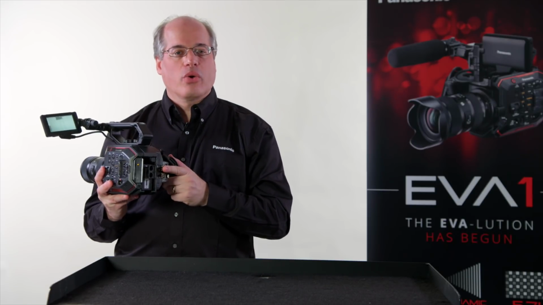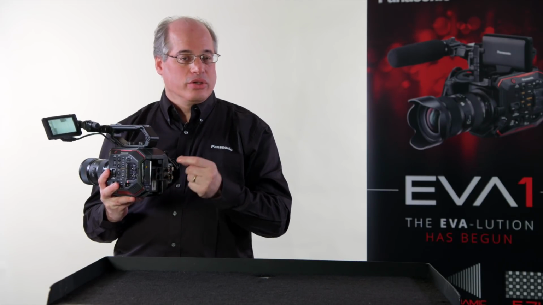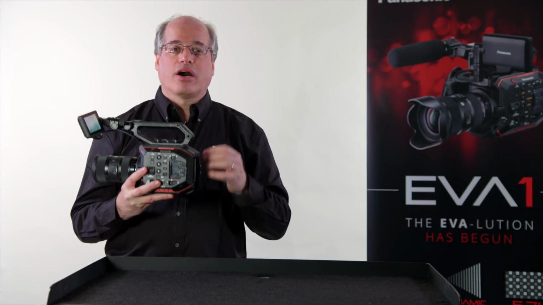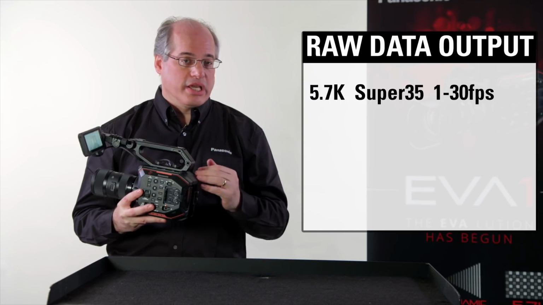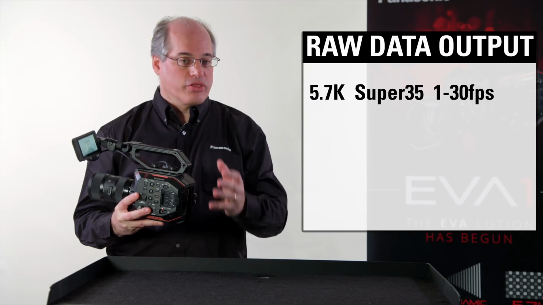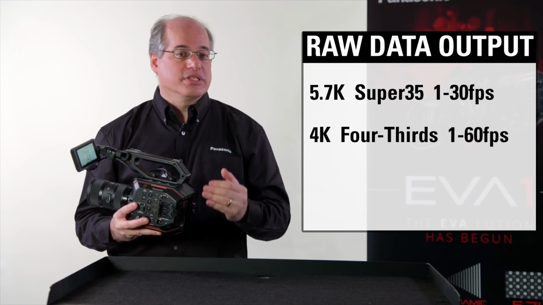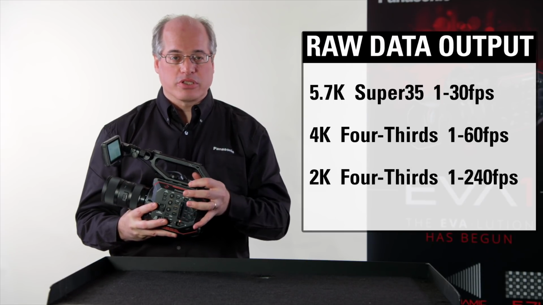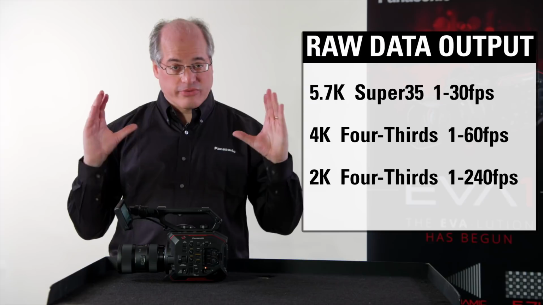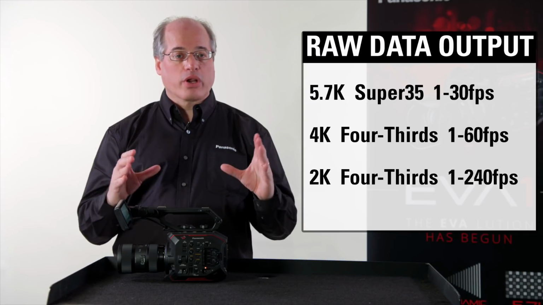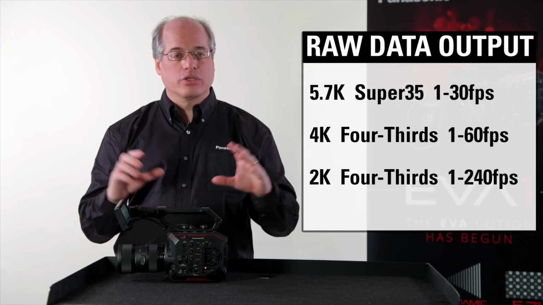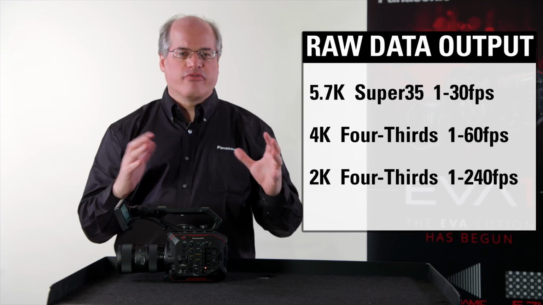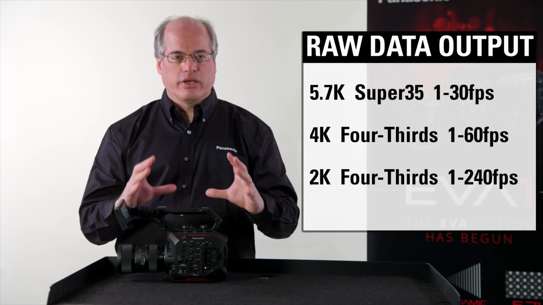First off, video output. Out of the SDI, you can switch that from being a traditional regular video signal to instead being a raw data output. Raw data in 5.7K up to 30 frames per second, 4K up to 60 frames per second, 2K up to 240 frames per second. Now the 5.7K, that's the full Super 35 sensor. 4K is native 4K resolution. So it's slightly windowed down from the 5.7K to a 4/3 image area on the camera sensor.